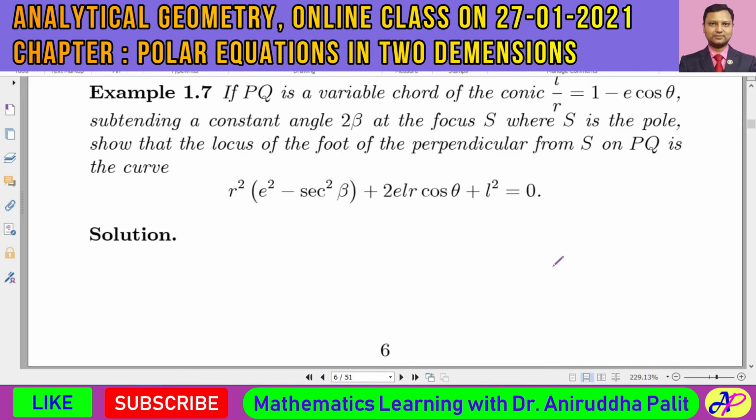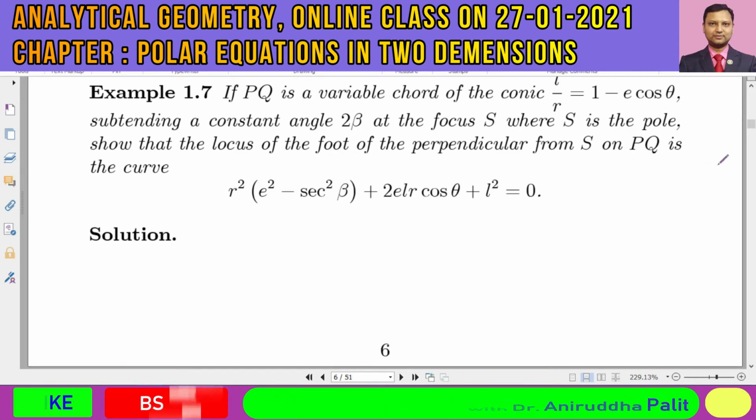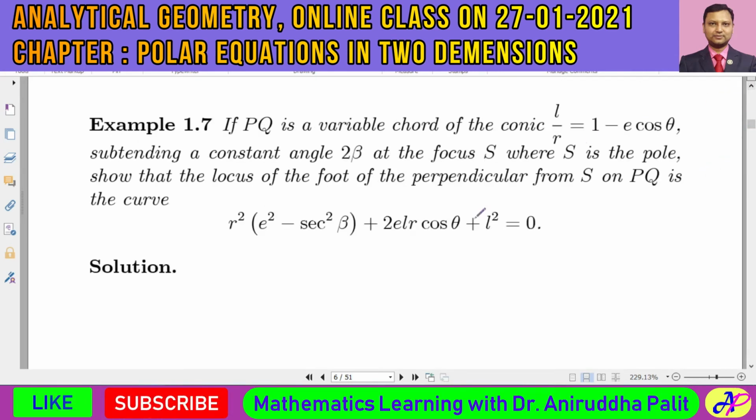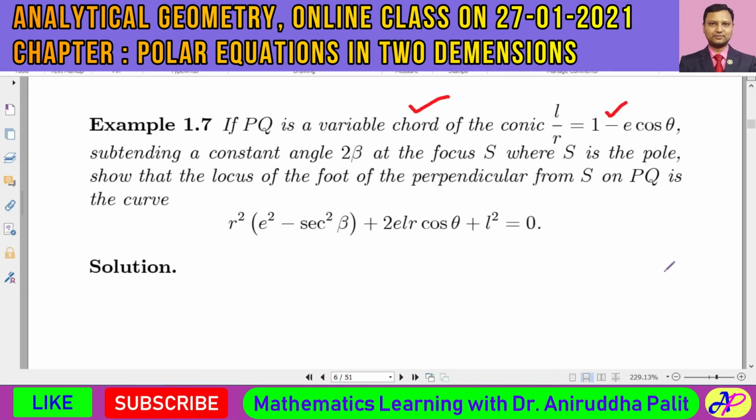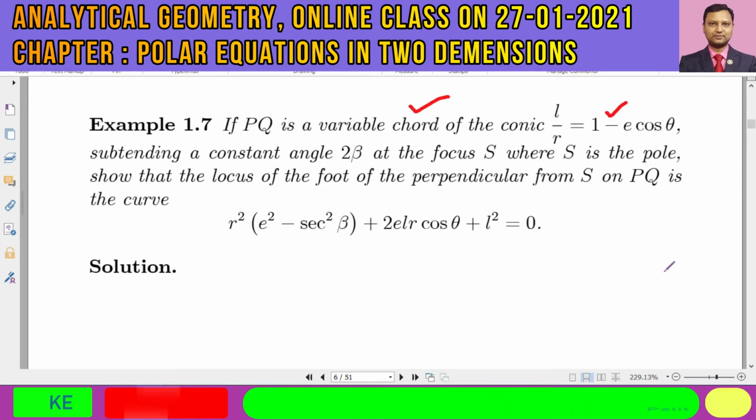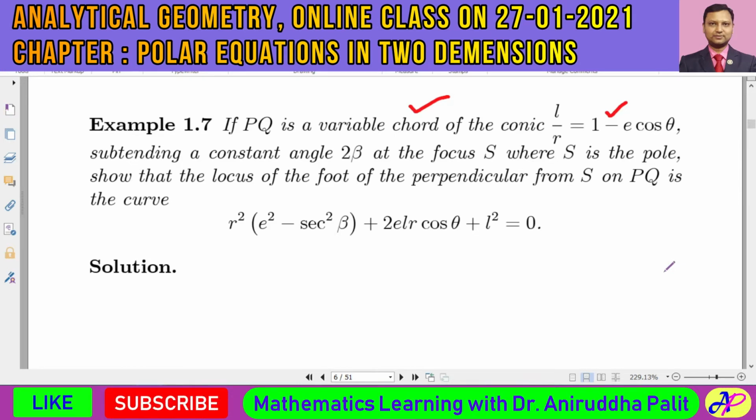So next, consider this example. Over here we have a variable chord of the conic l/r = 1 - e cos θ. Remember, we have minus over here; in the previous question we had plus. So we have a variable chord of the conic l/r = 1 - e cos θ, subtending a constant angle 2β at the focus.